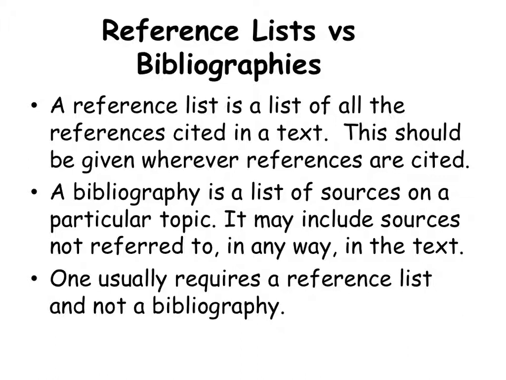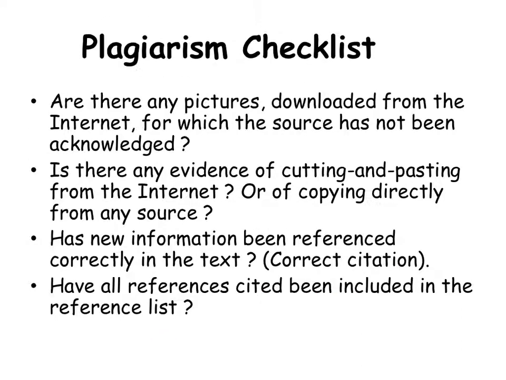In grade 10, we're not going to insist on citation referencing, but as you get older, you actually need to say at the exact point in the text where you have referenced things. A bibliography is just a list of sources on a particular topic. You may or may not have referred to the material in your particular text. Usually, when you are doing work at school, you actually give a reference list, not a bibliography.